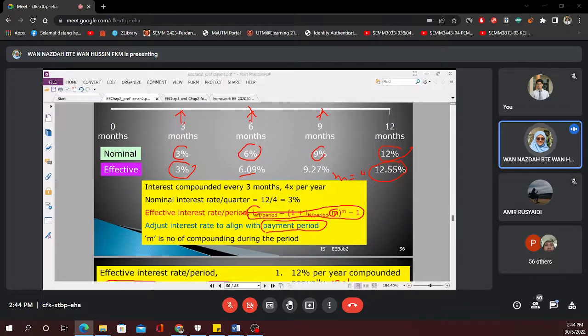Apa yang awak tak faham? Amir. Awak ni nak panggil Amir ke, nak panggil Rushaidi ke, nak panggil apa? Ha? Amir doktor. Amir, apa yang awak tak faham? Sekejap April. Ya, kenapa? Apa yang tak faham tu I effective? Kalau yang annually tu faham. Ini faham betul.